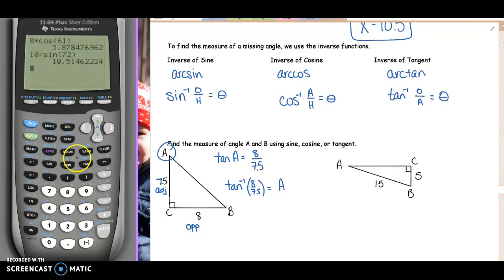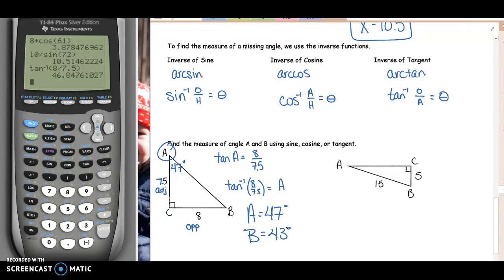And you can just punch that into your calculator. Look right above sine, cosine, and tangent buttons. You'll see the inverse functions. So inverse tangent of 8 divided by 7.5. Close your parentheses. A is approximately 47 degrees. Now, if A is 47 degrees, do we need to do this process again to find angle B? No, do 180 minus 90 minus 47. So if we do 180 minus 90 minus 47, we get angle B is 43 degrees.